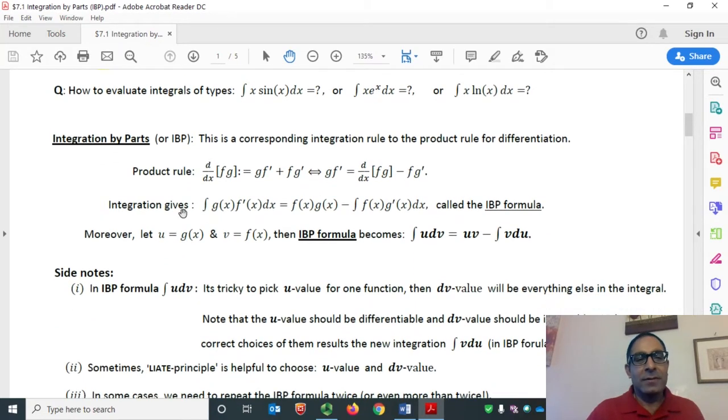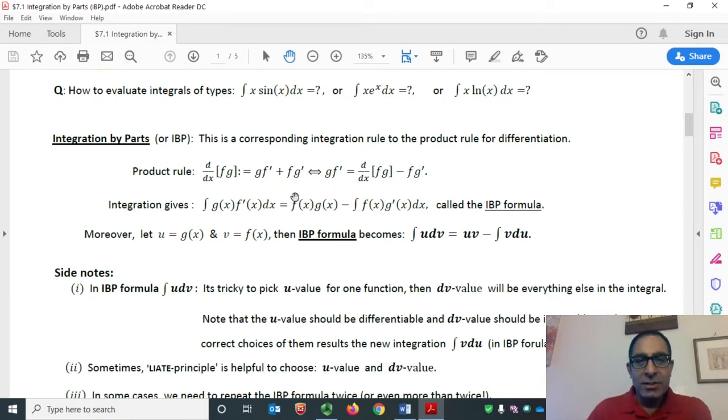That's better. So IBP is the corresponding integration rule to the product rule of differentiation. What's the product rule? Which I give you here. The product rule of derivative is d over dx of f of x times g of x equals g f prime plus f g prime.